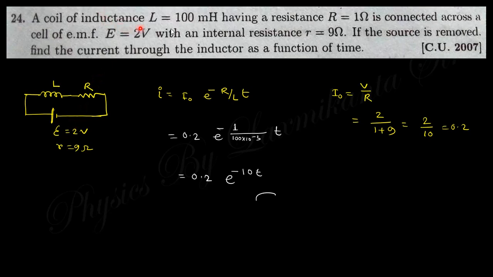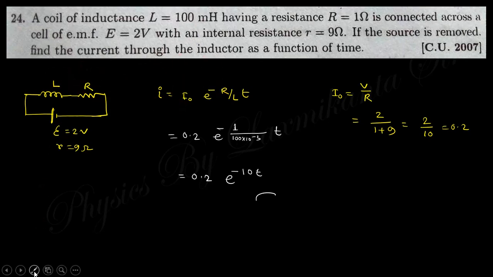A coil of inductance 100 millihenry having a resistance of 1 ohm is connected across an EMF like that. So this inductor and resistor are connected with the source, whose internal resistance is 9R. The source is removed; find the current through the inductor as a function of time. You know, during charging, or the growth of current within this circuit, will be I equal to I0 times (1 minus e to the power minus R by L t), right? So sorry, this is the removal, that means this is the decaying circuit.